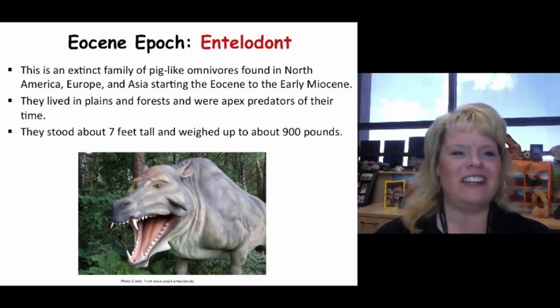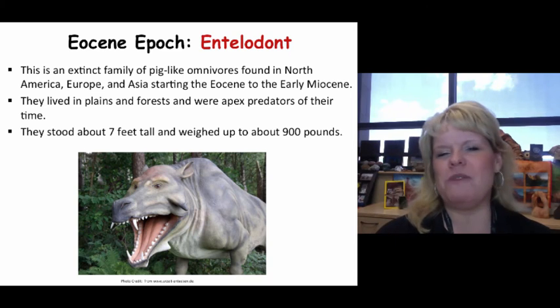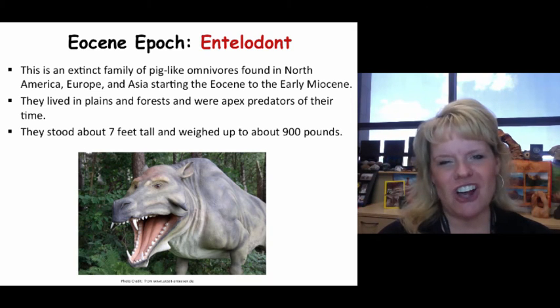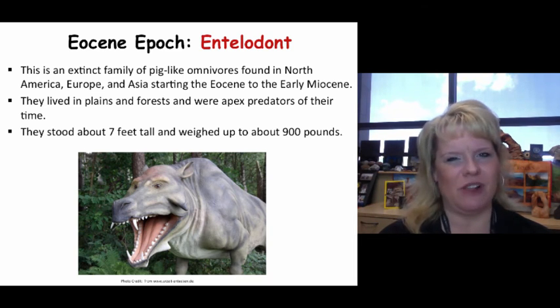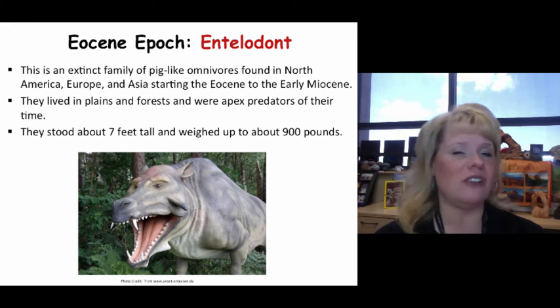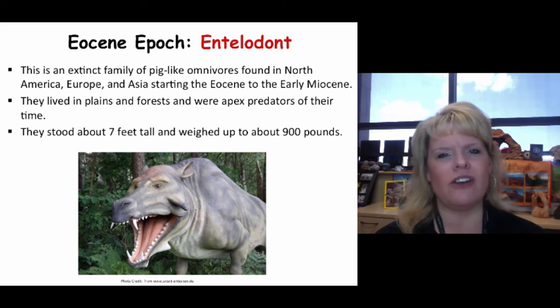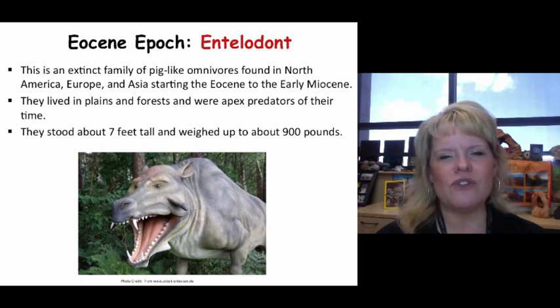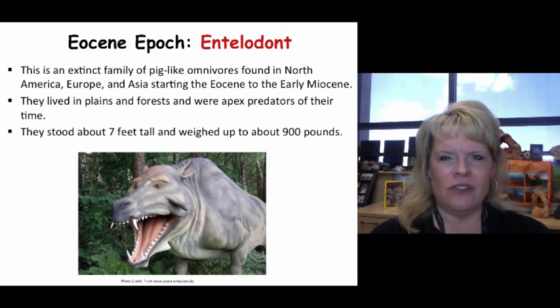The entelodont is an animal from the Eocene that I think that we should talk about. This was an extinct family of some of the most scary pig-like animals you've ever seen. They're omnivores, definitely carnivorous, but also ate vegetation, probably seeds and fruits, whatever they could get their mouths on.